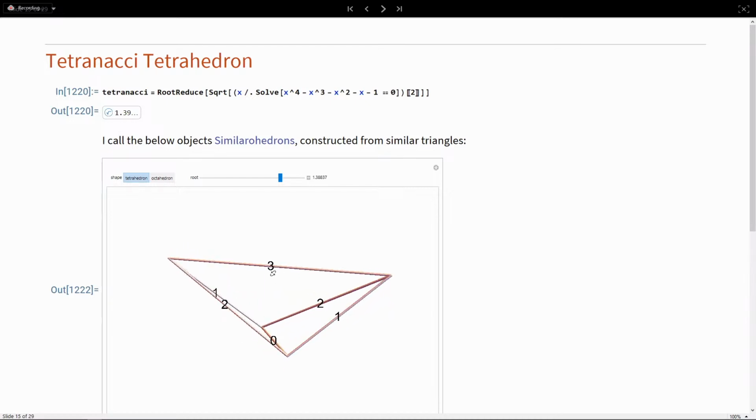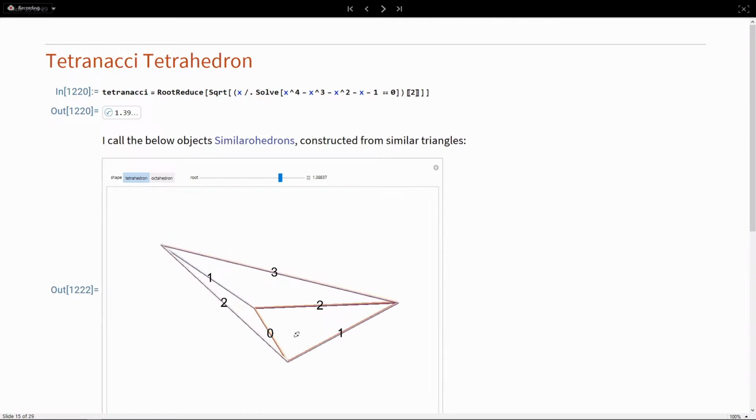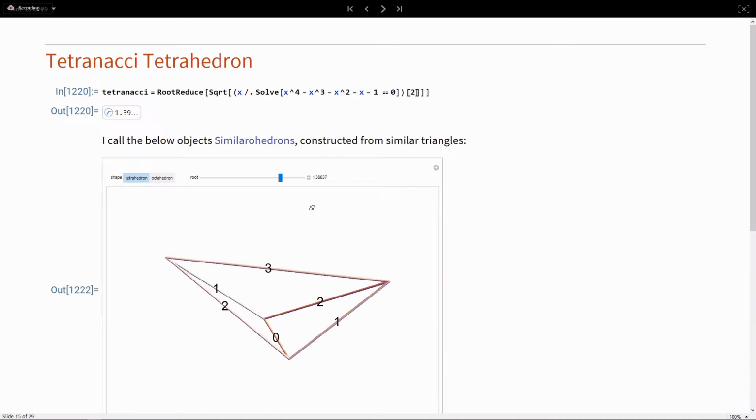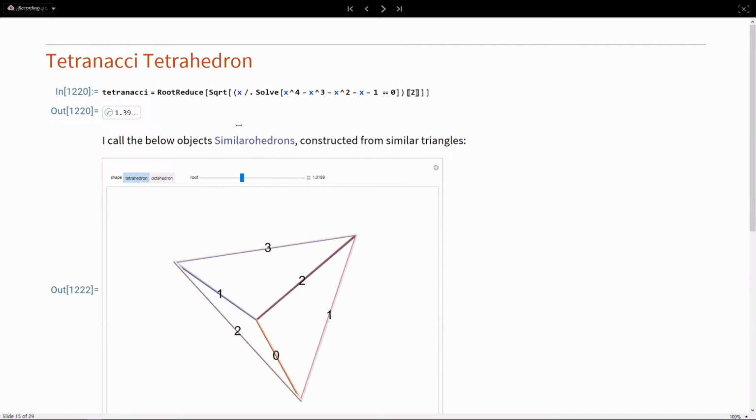So this is what's called a similarohedron, because all 4 of these triangles are similar. The 2 smaller triangles with the 0 edge, if you multiply each one of them by the root, you basically pump up one for each. So instead of 0, 1, 2, you get 1, 2, 3. So this is a special tetrahedron built up of similar triangles, and you can change the root, and you get different tetrahedra.